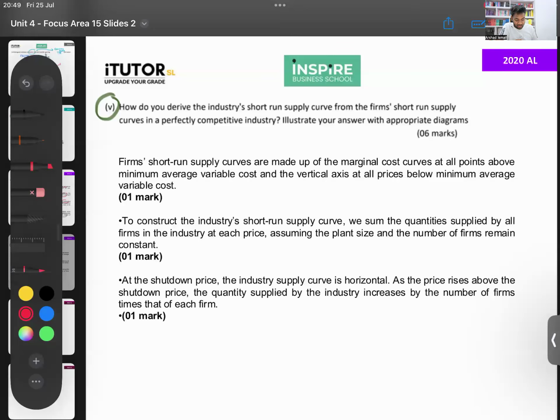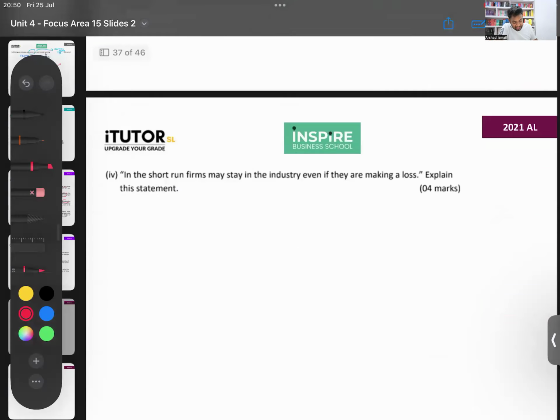So you need to talk about what is the short-run curve. Short-run curve is the MC curve above AVC. You don't have to go to explain that too much. And industry supply curve is what? The sum, the addition of all these individual curves. And then at the shutdown price, industry supply curve is horizontal, and then they're explaining that it's this story.